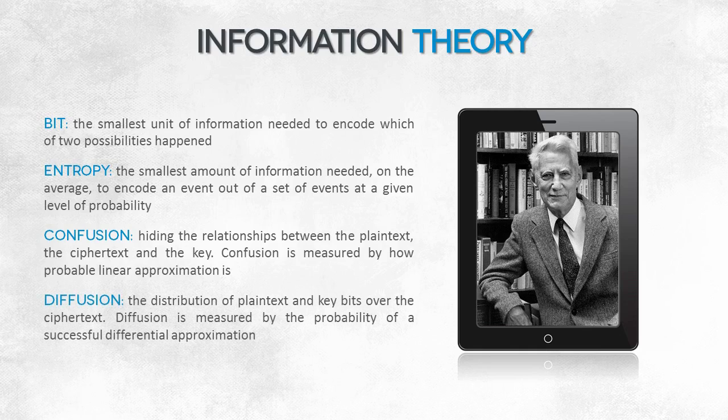The second crucial term is diffusion. Diffusion specifies the distribution or spreading of the plaintext information in the ciphertext. Caesar's cipher diffusion was 1-to-1. The letter A always represented the letter D. The diffusion was practically non-existent in that case. We'd like the plaintext information not to be distributed to one fixed position in the ciphertext. Rather, it should be spread all over the ciphertext. Diffusion is measured by the probability of the successful differential approximation.